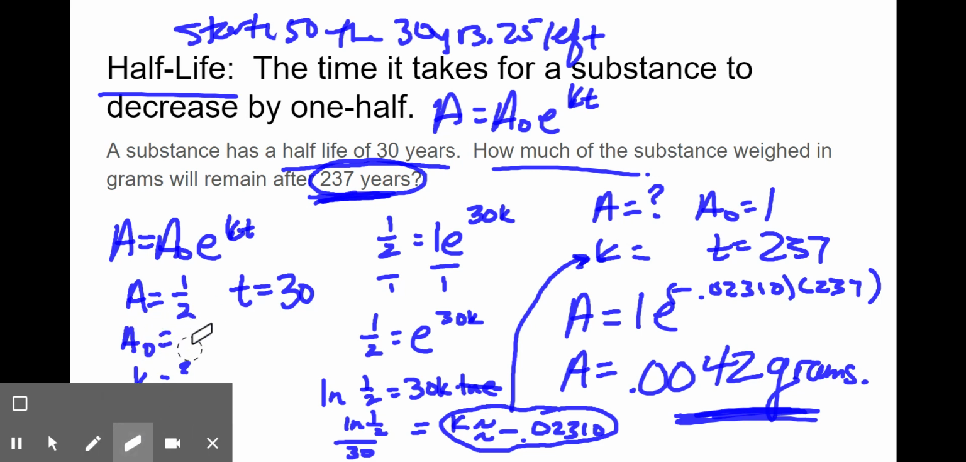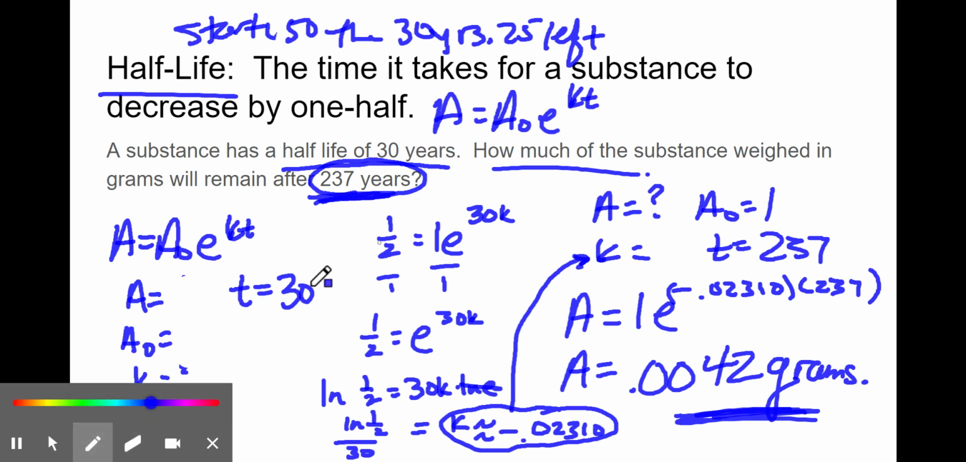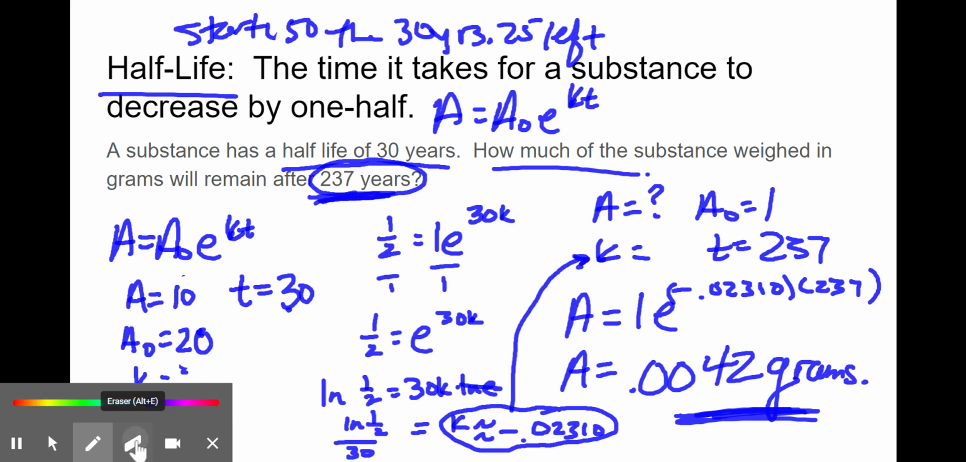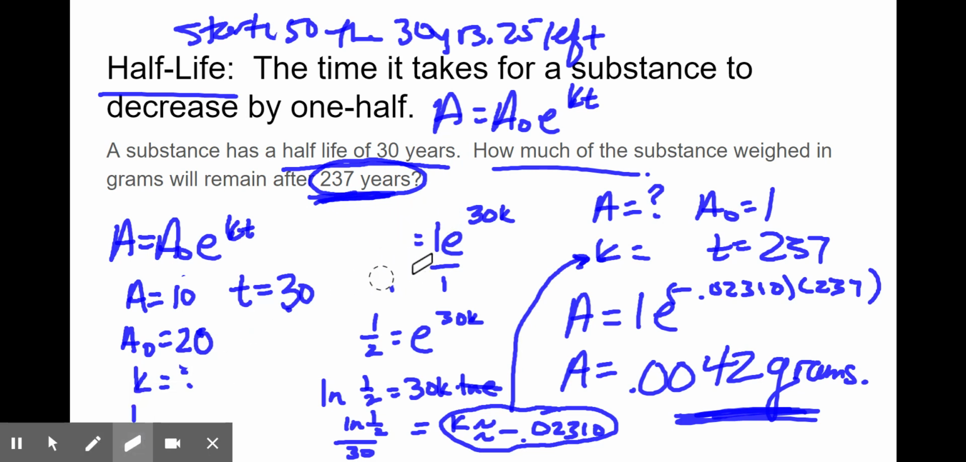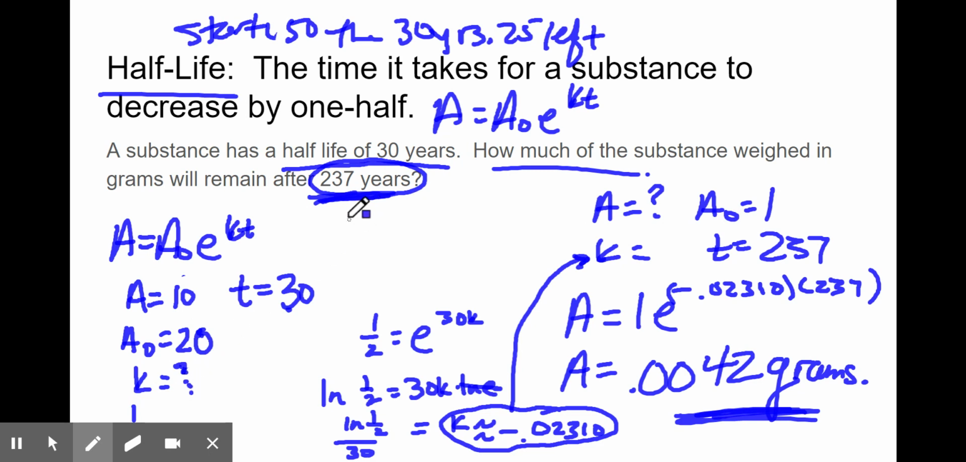Now, I want you to understand that it really didn't matter what number you started with for A0. So let me just show you here real quick. Let's say I started with 20 grams. If I started with 20 grams, then after 30 years, there'd be 10 left, right? So let me erase this here, and I'll show you what happens. Let's take these numbers and plug them in. I'm finding K. So I'd have 10 equals 20 e to the 30K.